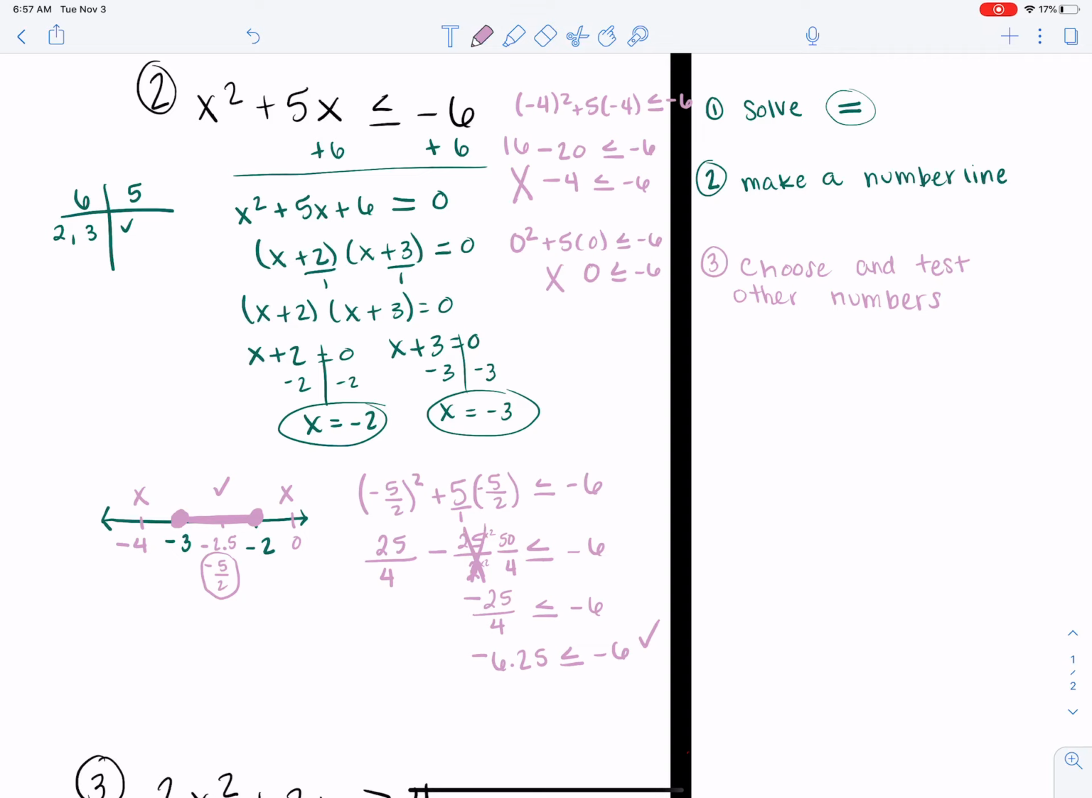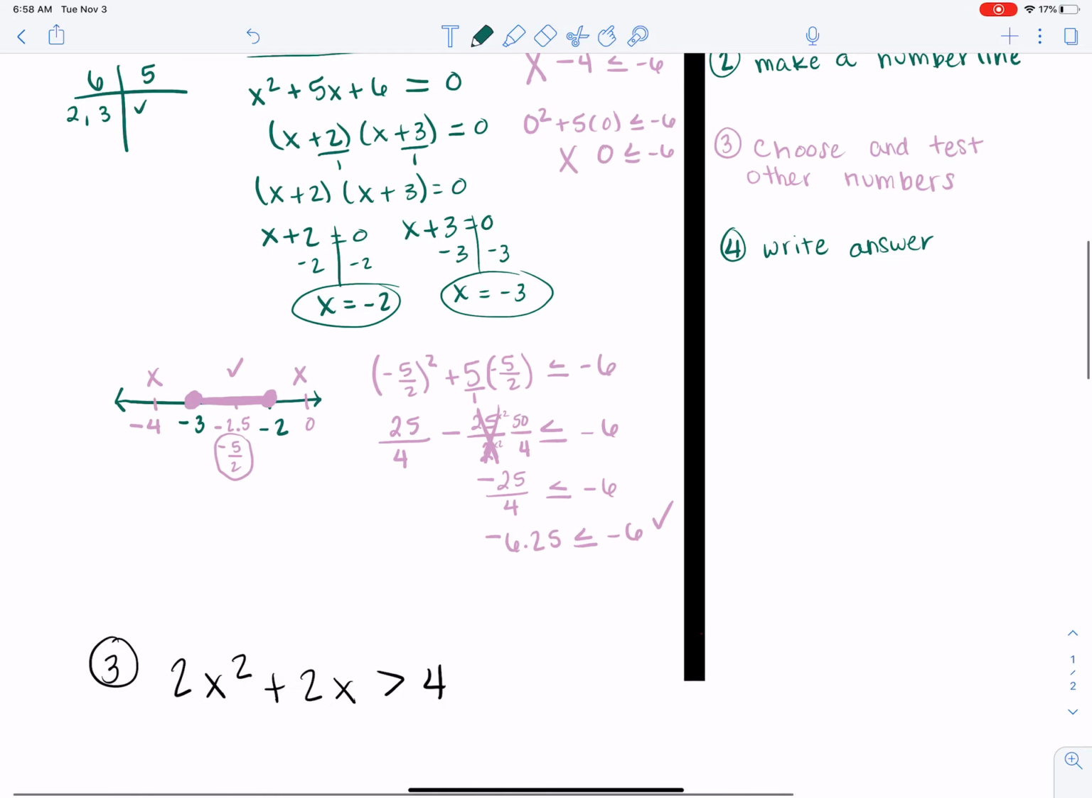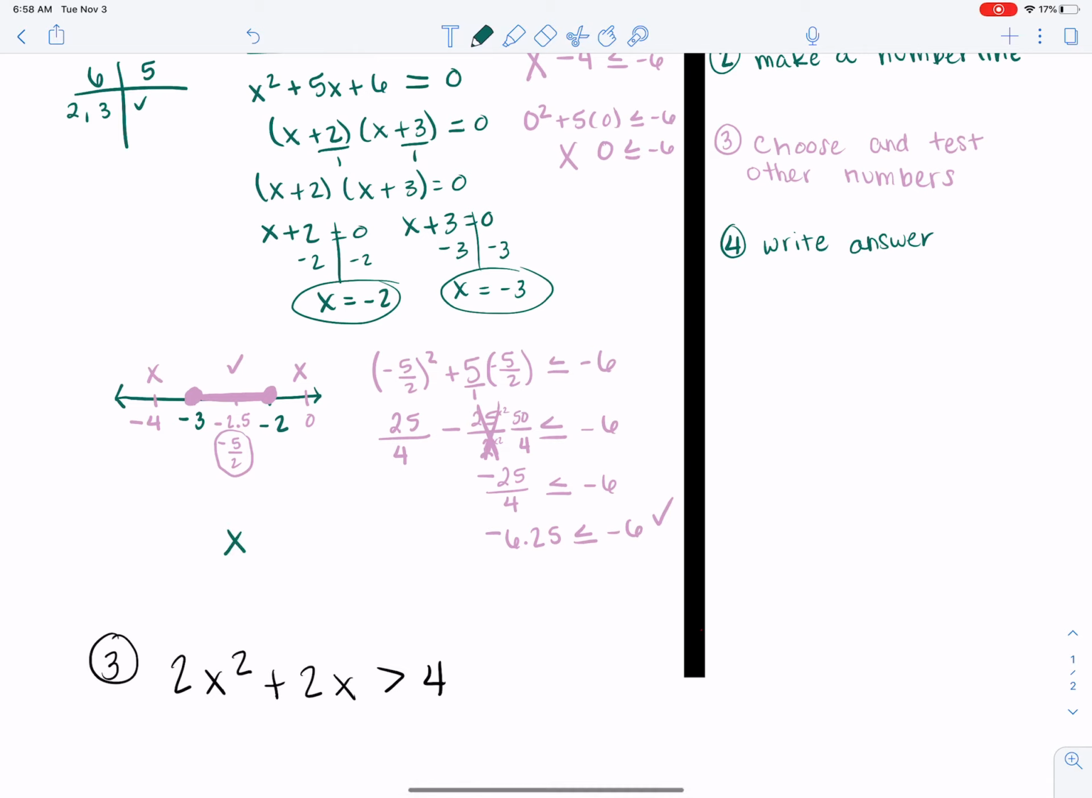So when we write our final answer, we have all the x's in the middle. If we use less than symbols, we need to put the smallest number and then the largest number. So all of my x's are between -3 and -2. -3 is smaller than all the x's, and all the x's in my answer are smaller than -2.